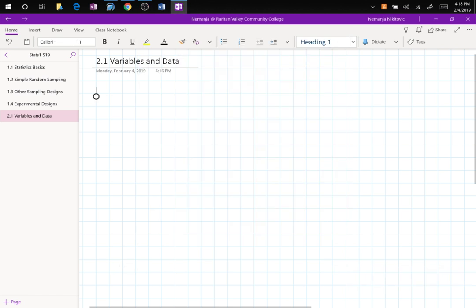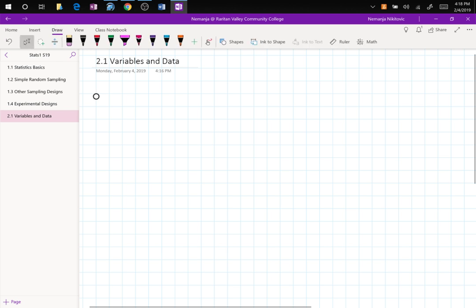We are going to talk about descriptive statistics for about 2 chapters. And we will start with ways to organize data. Before we organize data, we should know what data is. So the first lecture, 2.1, will be on variables and data.